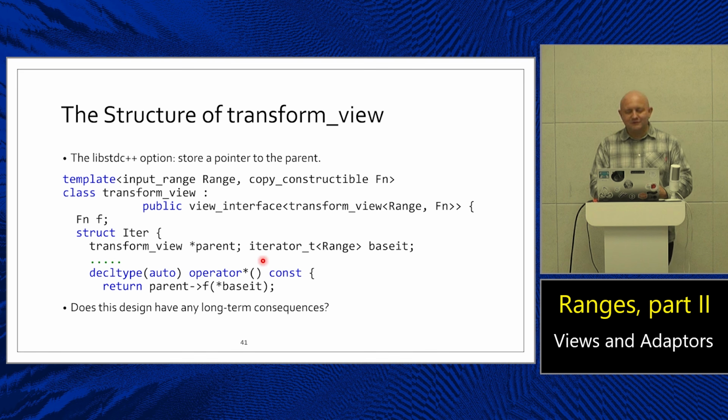Iterator stores only iterator for range and transform view pointer. We reduce the size of the iterator, we avoid copying a potentially heavy function object, and everything still seems to work exactly the same. So far, so good, but the real question is, does this design choice have any consequences? That's what we'll look at next.